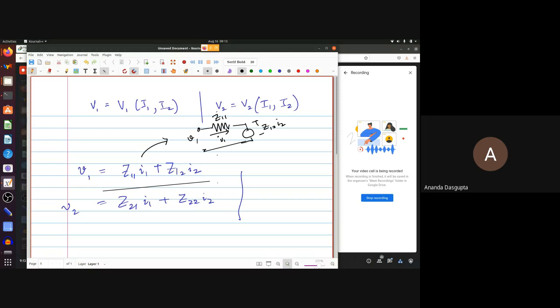But because this is a controlled voltage source, a current controlled voltage source, Z12 has the dimensions of an impedance, but it's not really a passive impedance of the kind Z11 or Z22 on the other side is. So it could very well be negative. That was the answer to the previous question.